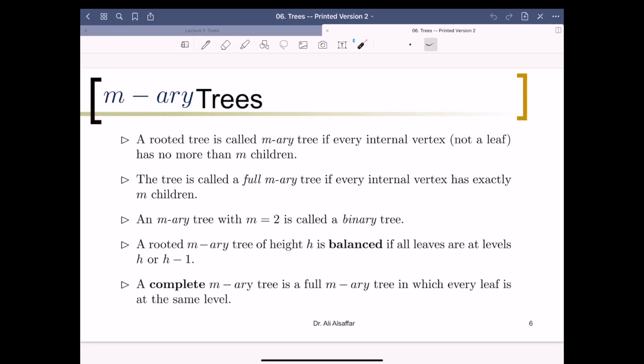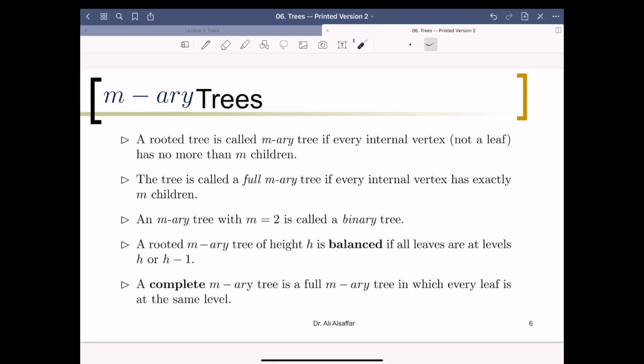So how to find the parameter m? You count the number of children for each internal vertex. The one with the maximum number of children, we will use its number of children as the parameter m. Next, the tree is full if every internal vertex has exactly m children. For an M-ary tree, if m is equal to 2, then the rooted tree is called a binary tree.